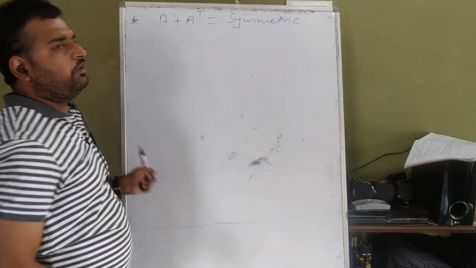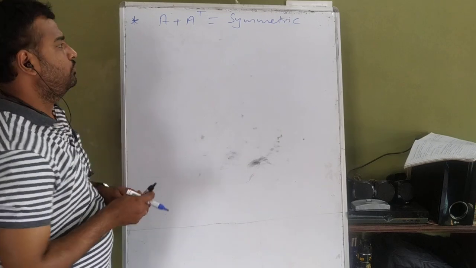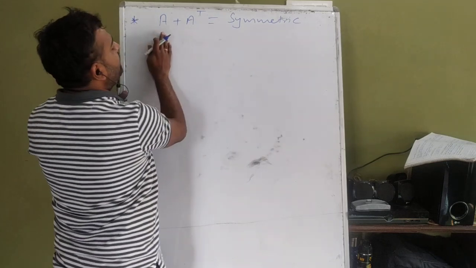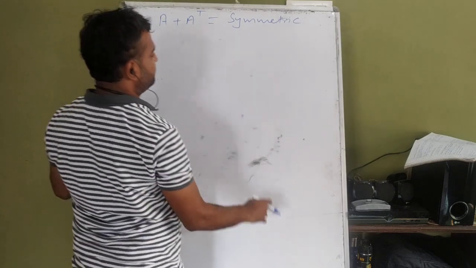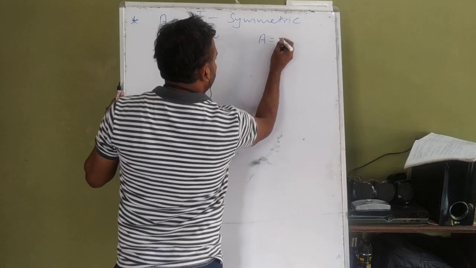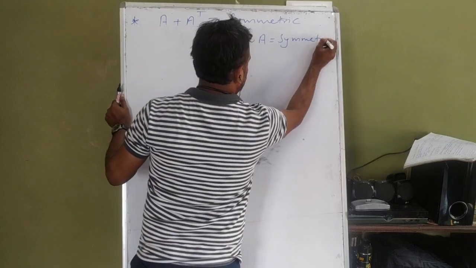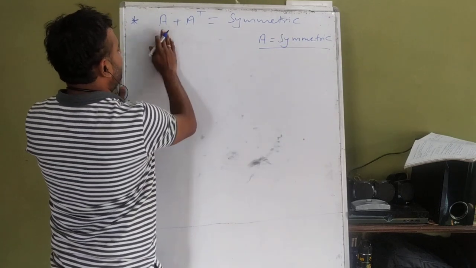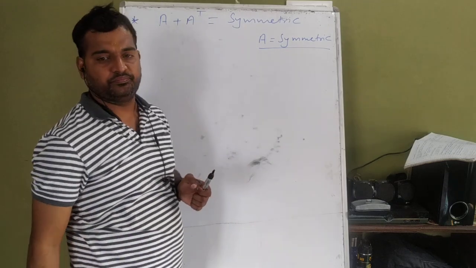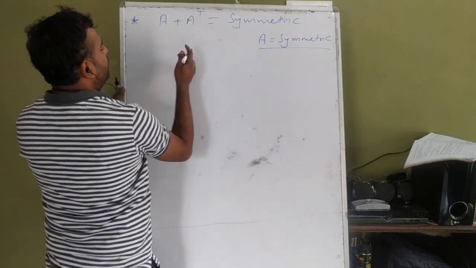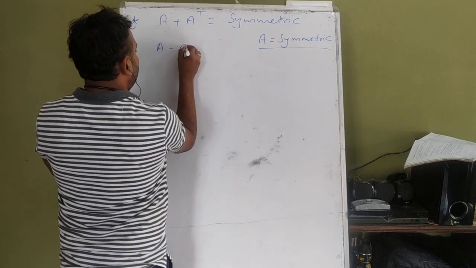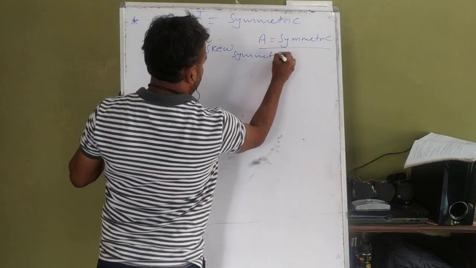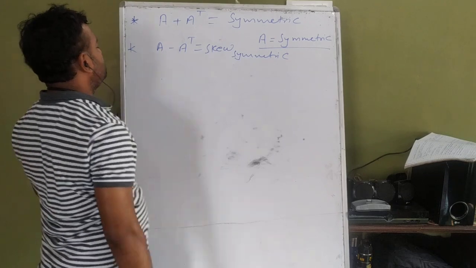Very important point. For every square matrix which is symmetric, prove that A plus A transpose is symmetric. What is the question? A is a square matrix which is symmetric, and we have to prove that A plus A transpose is also symmetric. Second question: for every square matrix, prove that A minus A transpose is skew symmetric.